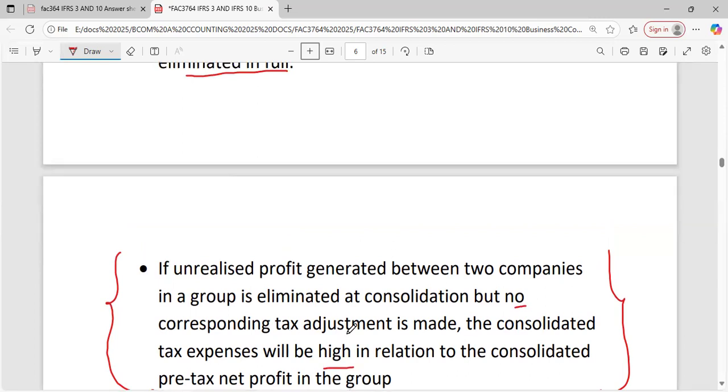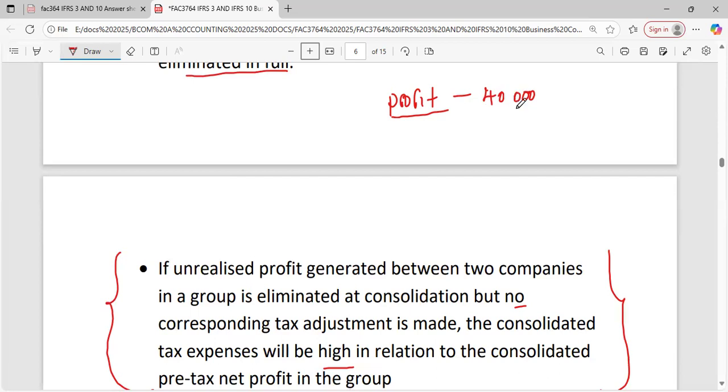What exactly is happening on this statement as far as the tax implication is concerned? Right, what happens here is you eliminate a profit. You eliminate the intra-group profit. So if you eliminate intra-group profit of 40,000, before the elimination it was considered as profit, and the higher the profit, the higher the tax expense.